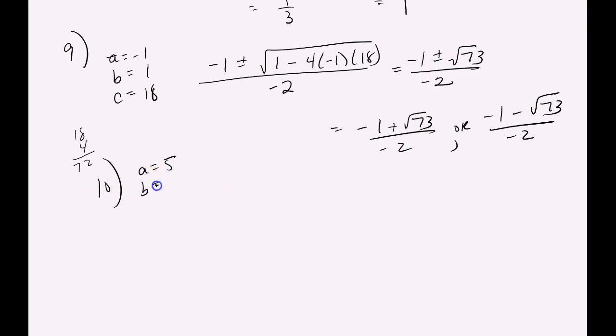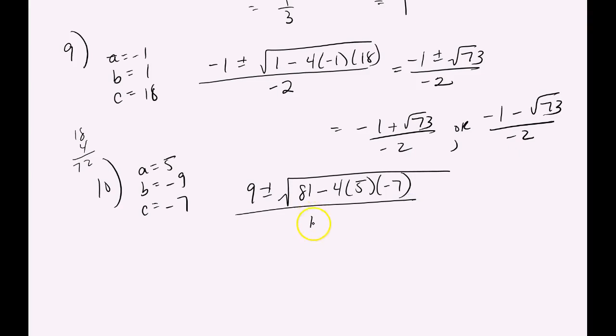A is 5, B is negative 9, C is negative 7. So what does this mean? Minus B plus or minus the square root of B squared minus 4 times A times C, all over 2A. Okay, so here we've got some interesting math to do as well. It's going to be 81 plus whatever 20 times 7 is, which is, I think, 140.